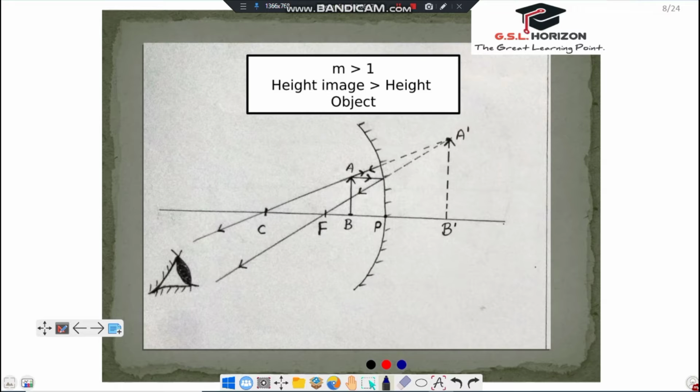Here we can see m is greater than 1. m greater than 1 means magnification is greater than 1. In this case, the height of the image is greater than the height of the object. As we can see, this is a concave mirror, and in this case, the object BA forms its image on the right hand side as A dash and B dash, which is larger in size. So we can say that the height of the image is larger in size.